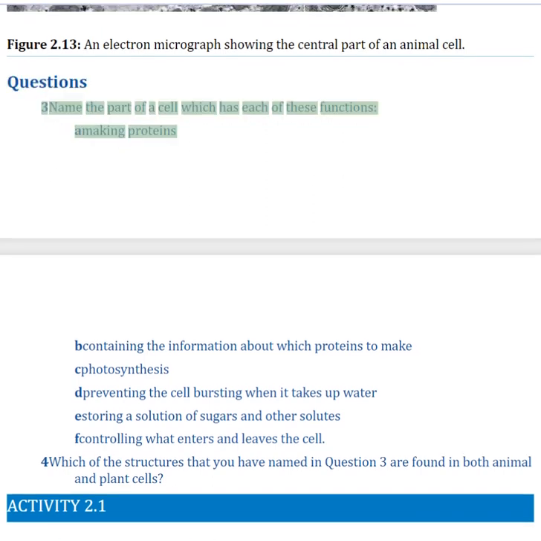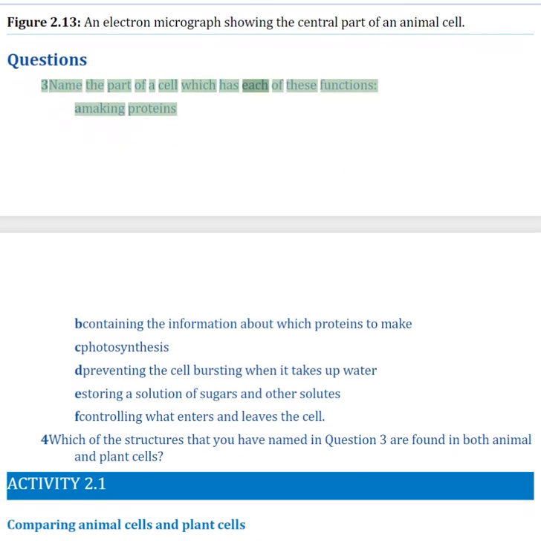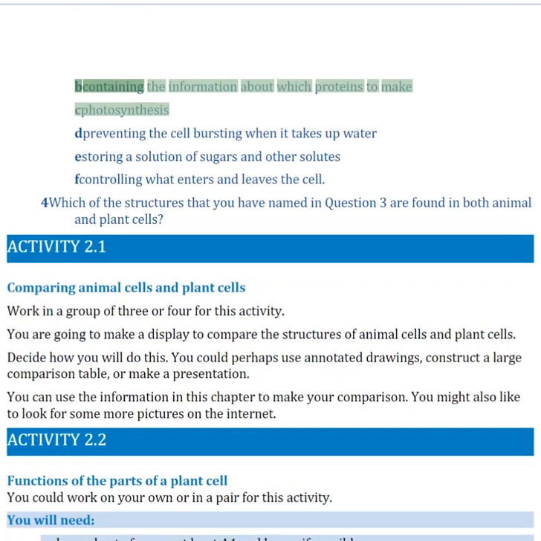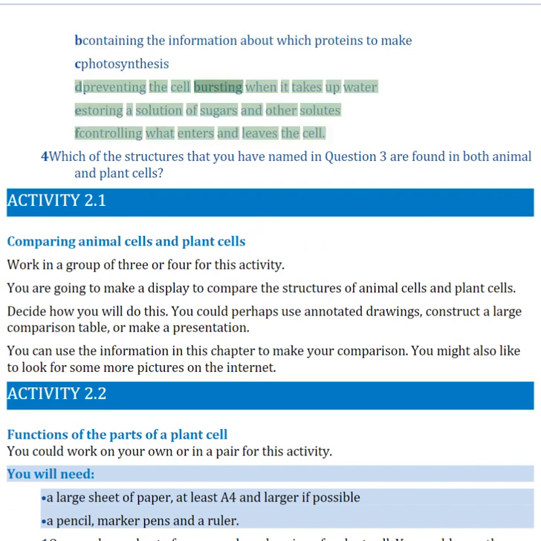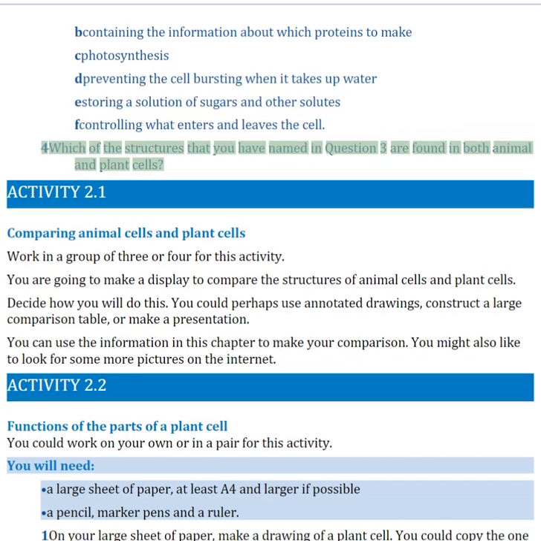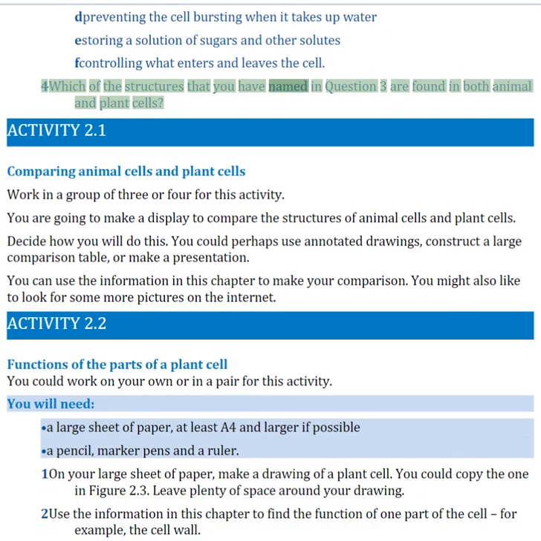Questions. 3. Name the part of a cell which has each of these functions. A. Making proteins. B. Containing the information about which proteins to make. C. Photosynthesis. D. Preventing the cell bursting when it takes up water. E. Storing a solution of sugars and other solutes. F. Controlling what enters and leaves the cell. 4. Which of the structures that you have named in question 3 are found in both animal and plant cells?